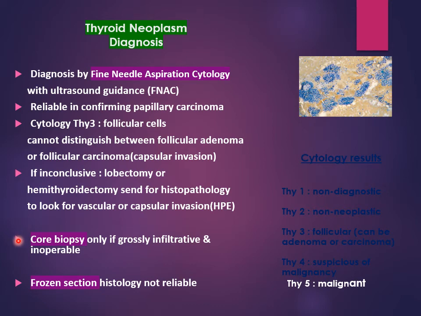Core biopsy is indicated only if grossly infiltrative in inoperable tumors. Frozen section can be used with lobectomy or hemithyroidectomy. Again, it is not entirely reliable histologically. Okay, here these are the various categories of cytological stages.